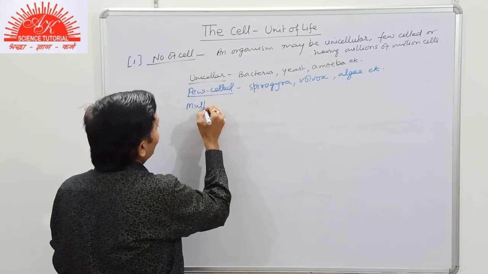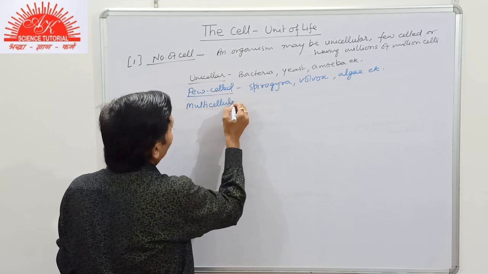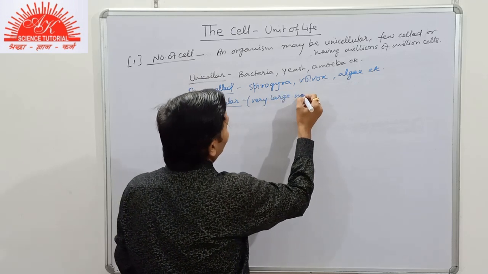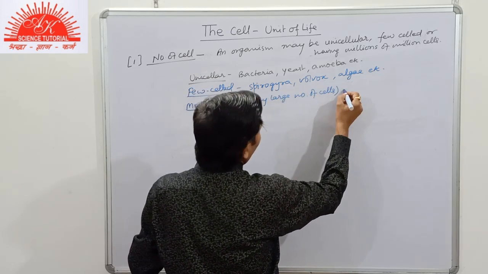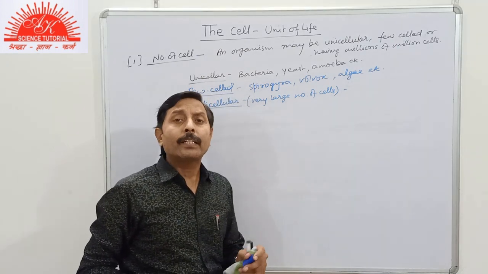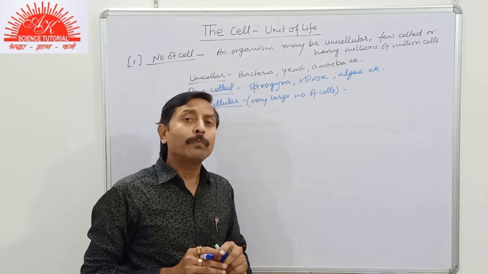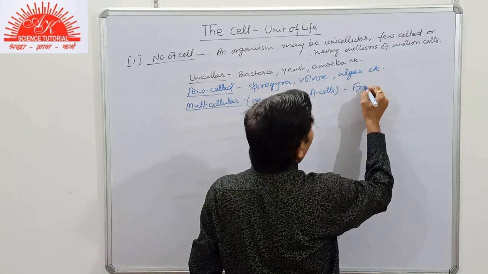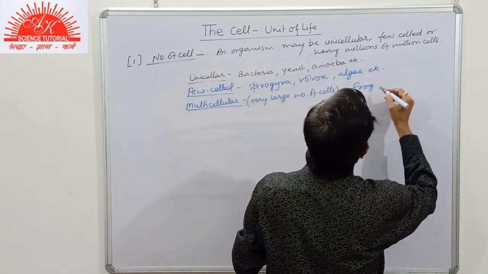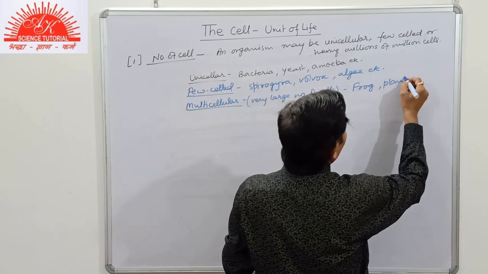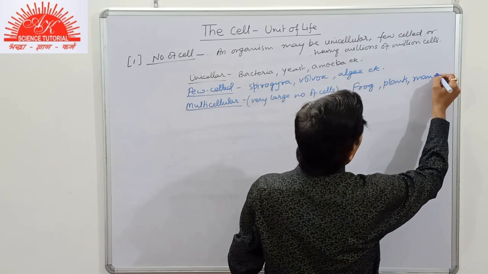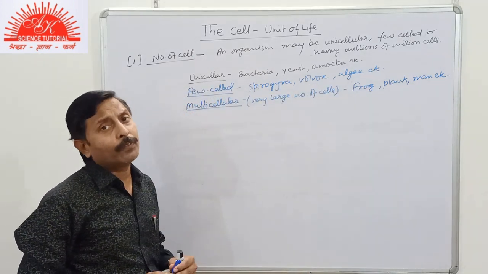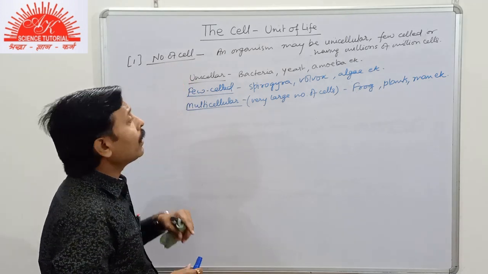Now then, multicellular, or having very large number of cells. All higher organisms, whether it is plant or animal, will have very large number of cells, that is millions of millions. Like suppose frog. Now suppose we take other plants, man, etc. All of them are higher organisms having very large number of cells. So this is about the number of cells.